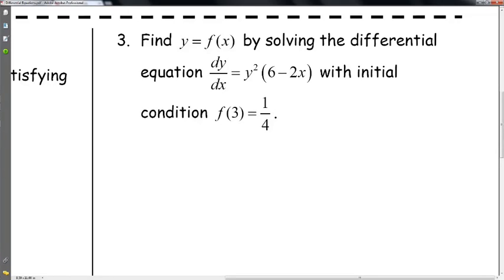Alright, number 3, find y equals f of x by solving the differential equation dy over dx is equal to y squared times 6 minus 2x, with the initial condition that f of 3 is equal to 1/4. Alright, so we're going to do step 1.